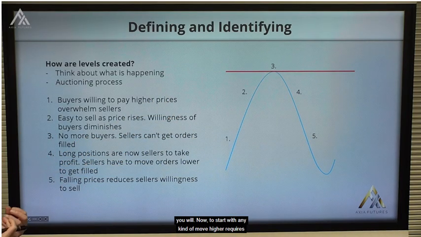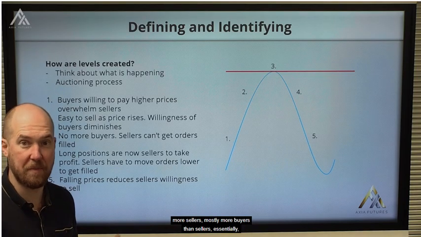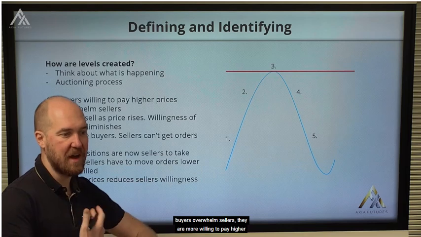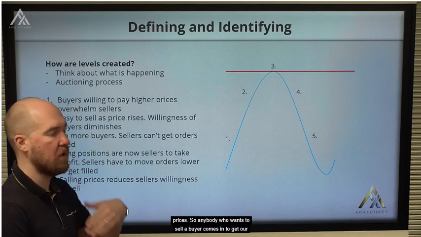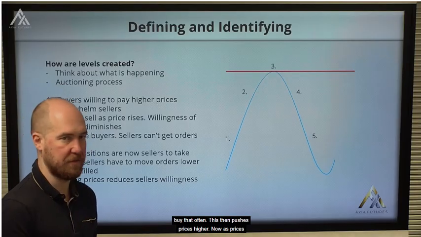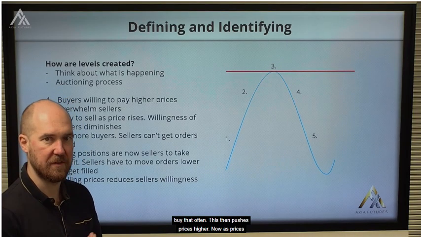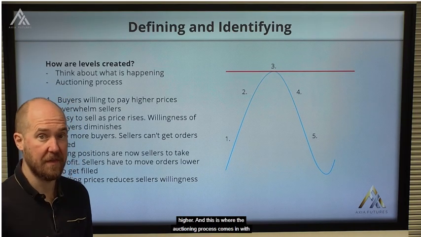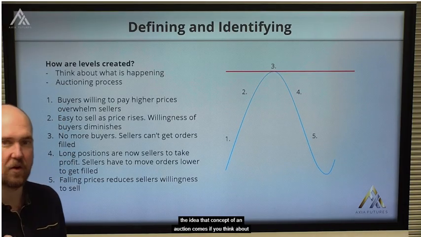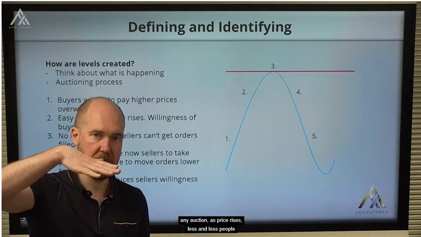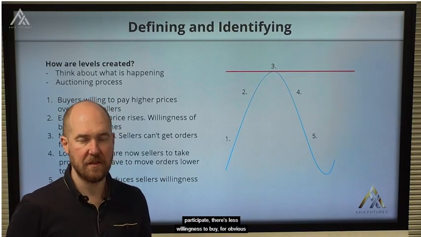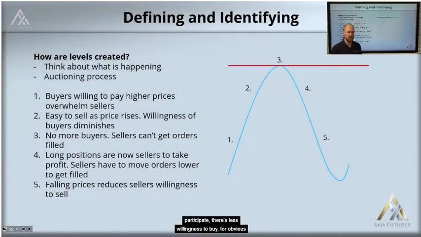Now, to start with, any kind of move higher requires more buyers than sellers. Essentially, buyers overwhelm sellers. They are more willing to pay higher prices. So anybody who wants to sell, a buyer comes in and says, yep, I'll buy that off you. This then pushes prices higher. Now, as prices go higher, and this is where the concept of an auction comes in, you think about any auction, as price rises, less and less people participate. There's less willingness to buy, for the obvious reason that prices continue to move higher.